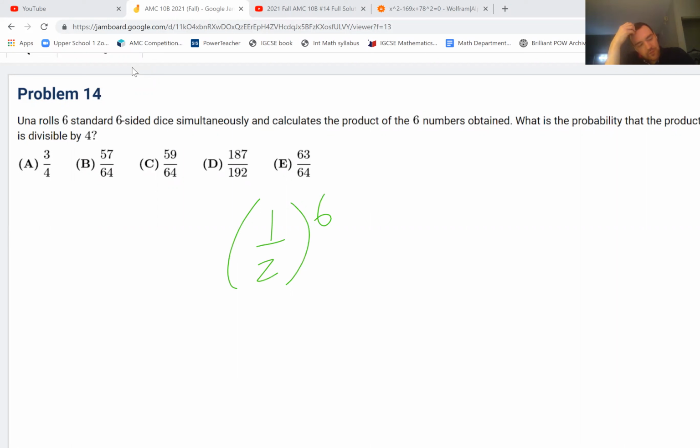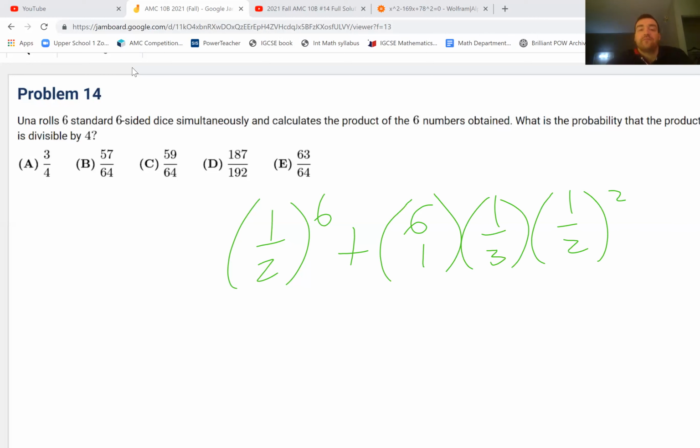Okay. The other situation would be that the product is divisible by 2 but not by 4. In order for that to be the case, exactly one of the dice needs to be either a 2 or a 6, and then the other 5 need to be odd. So that would be 6 choose 1 to determine which of the 6 dice is a 2 or a 6, right? The probability of rolling a 2 or a 6 is 2 out of 6 or 1 out of 3. And then the other 5 need to be odd numbers because we don't want any 4s in there. And we also don't want any more 2s. We just want one 2 in the product, right?